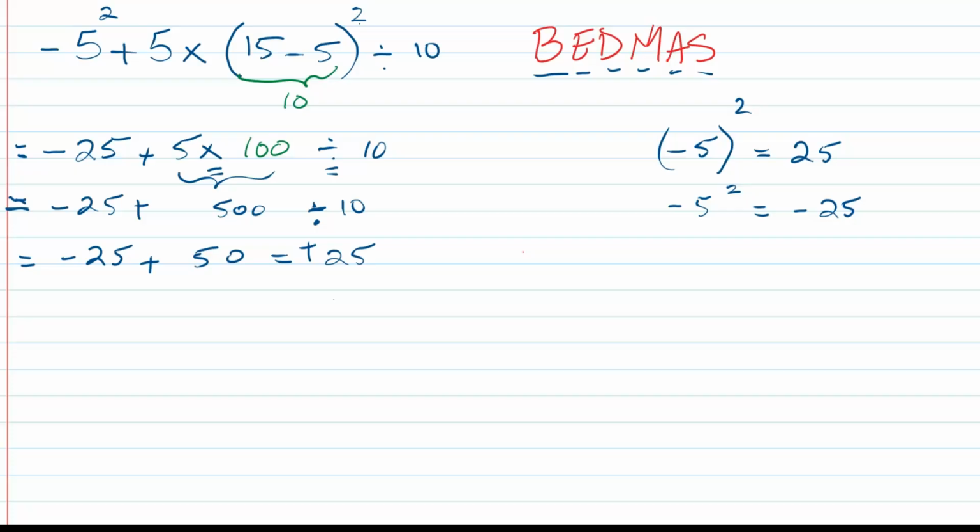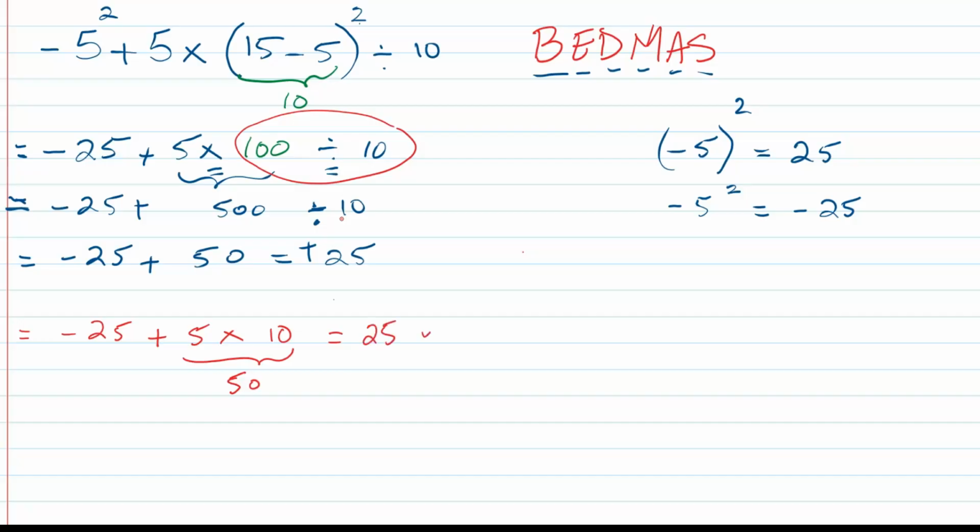Now, if you go ahead and use the other method, that means instead of doing 5 times 100 first, you do this first. Okay, let's see what happens there. So we get minus 25 plus 5 times, now 100 divided by 10 is 10, equals, what would that be? Well, that's 5 times 10, that's 50, minus 25 plus 50, and you're still going to get 25. So case in point that I made just a few seconds earlier. Either way will be fine.